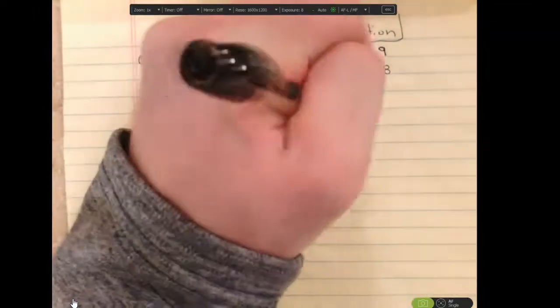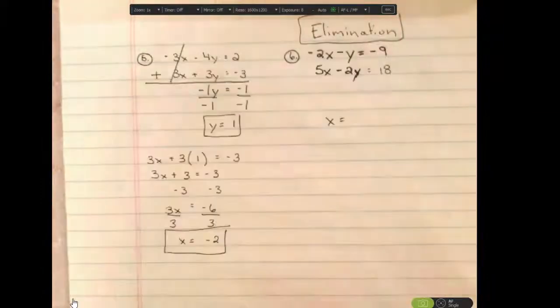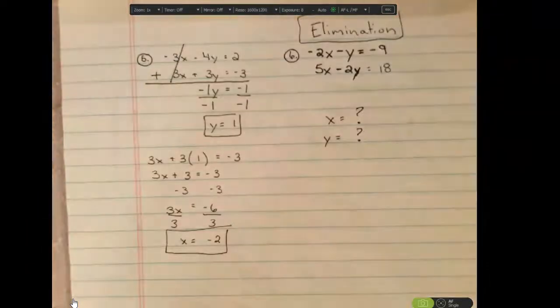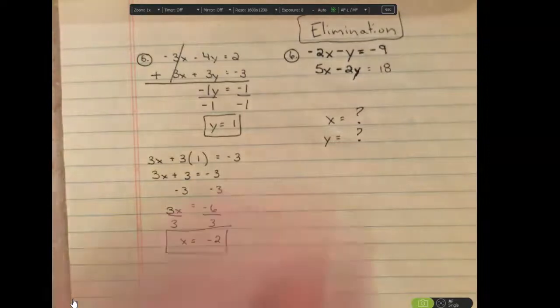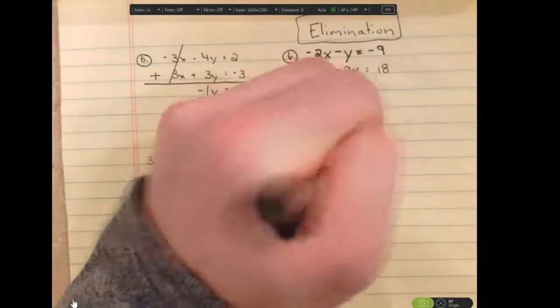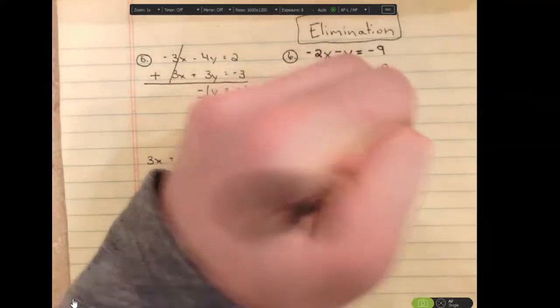I want you to solve this problem through elimination, and I want you to email me x equals and y equals. So I want you to email me what you found these two problems to equal. What is x equal and what is y equal? And if you still don't know my email this far into the year, I'm going to provide it here at the bottom of this video.